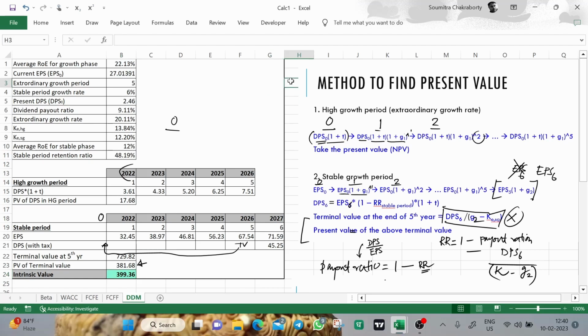So anyway, this is the dividend discount model, and in the next video we'll discuss another method, a completely different method, which is not a DCF based method.